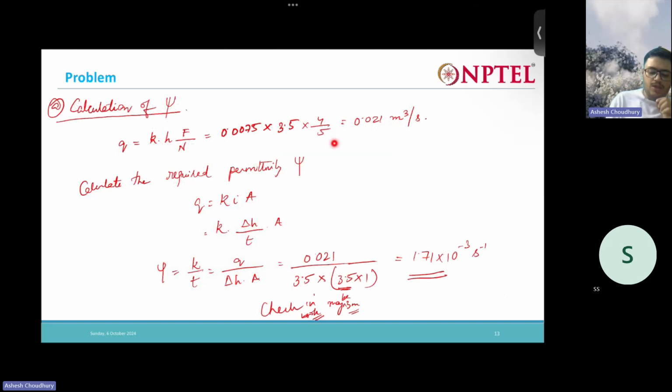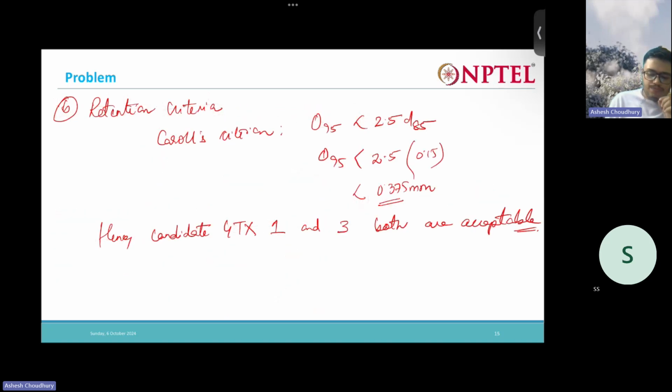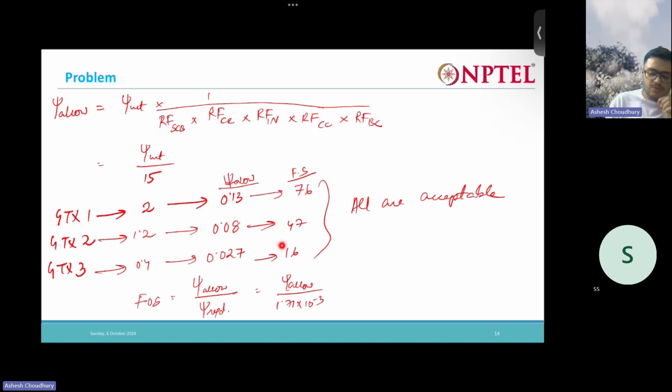The first step was to calculate the permittivity, that is psi. We used the flow equation to determine the permittivity, so we got its value. Then we found the allowable permittivity of the geotextile. After that we checked if the allowable by required is greater than a certain amount; if it is, then it is acceptable. We found the factor of safety, and you can see that for all three geotextiles the factor of safety is good enough.